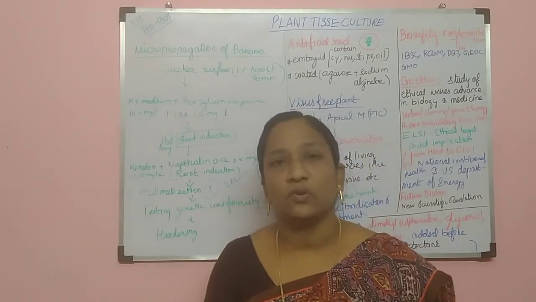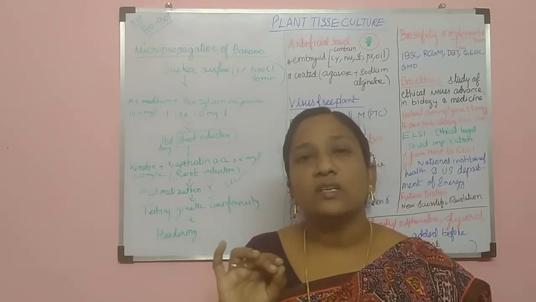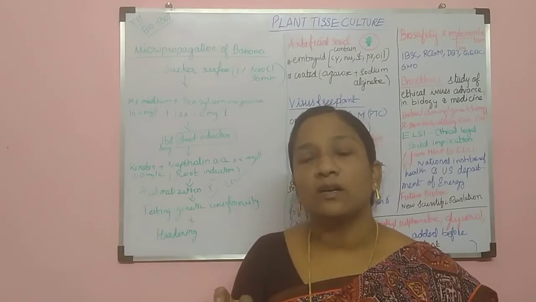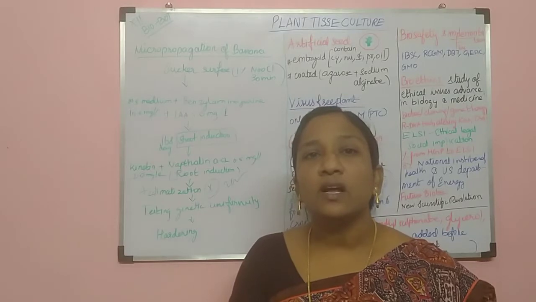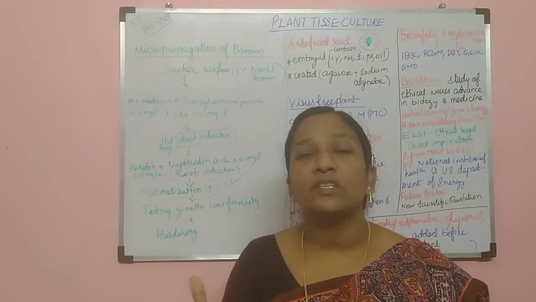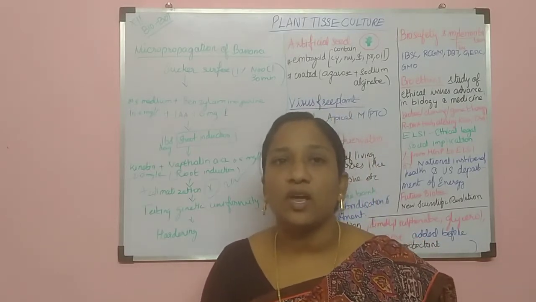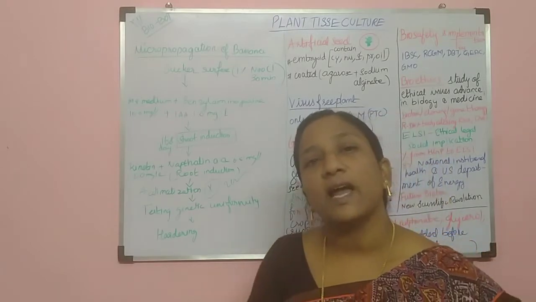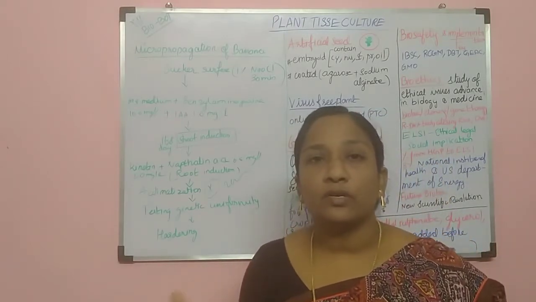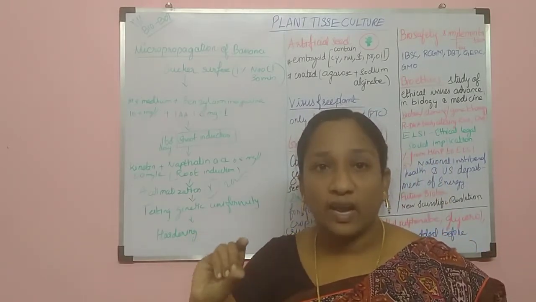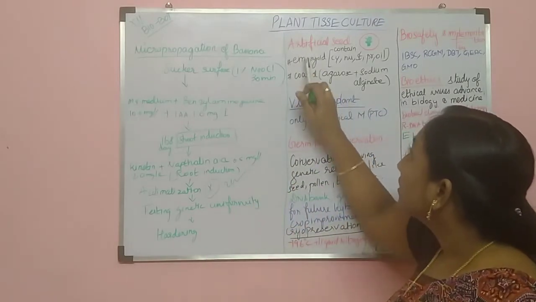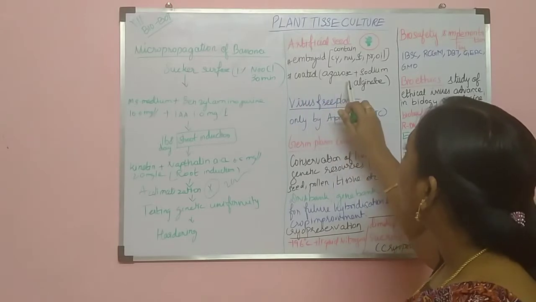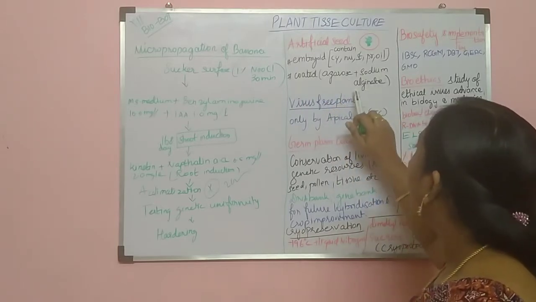A cell or an organ is introduced in the culture medium with the hormones, and it starts to produce a callus. What is callus? An undifferentiated mass of cells is called callus. Then if you allow the callus to form an embryoid, that embryoid is taken and coated with agarose and sodium alginate.